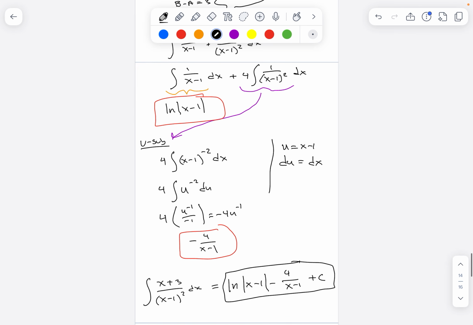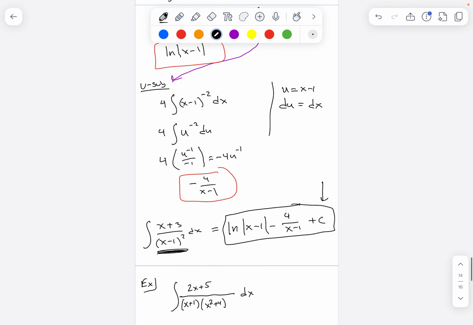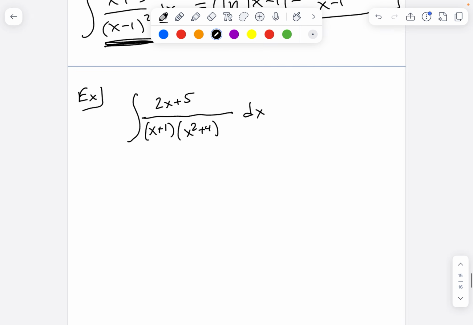So again, notice how we went from a very complicated integrand to two simple ones that we can use normal integration techniques that we're comfortable with, and then just add them together using the linear property. And don't forget your plus C. All right, let's do one more example.